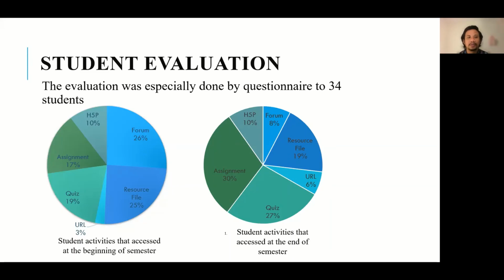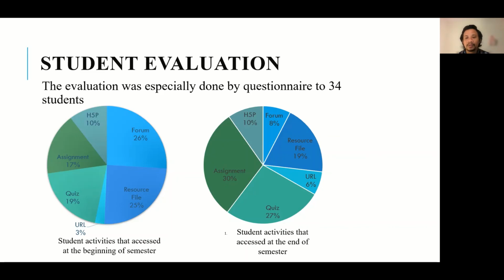Student evaluation. The evaluation was especially done by questionnaire to 34 students. Based on the first question result, the first activity the students access is forum, at 25%, followed by resource file, also 25%, then quiz 19%, assignment 17%, H5P 10%, and URL 3%. Both the most frequent first student activity in the process model and the first activity from the questionnaire result is forum. So the first activity in the process model and the evaluation match.